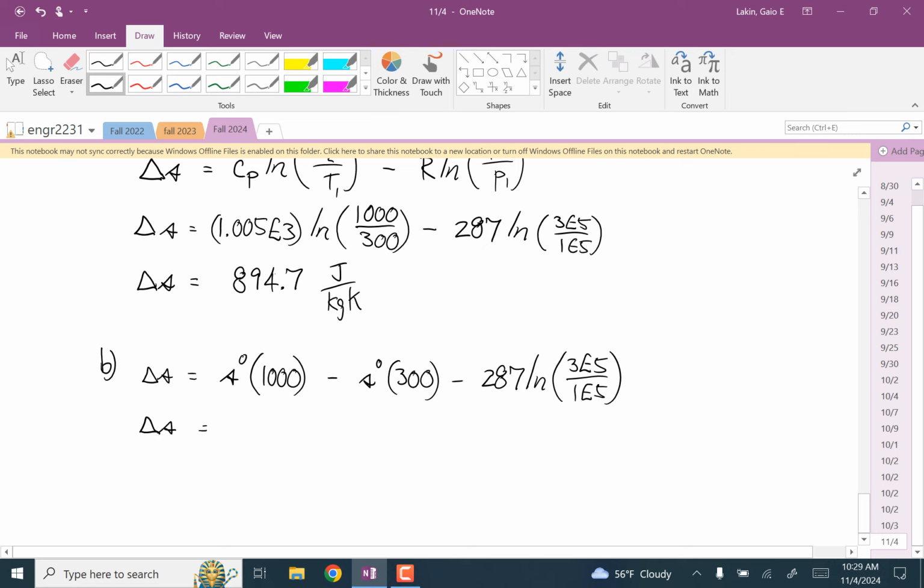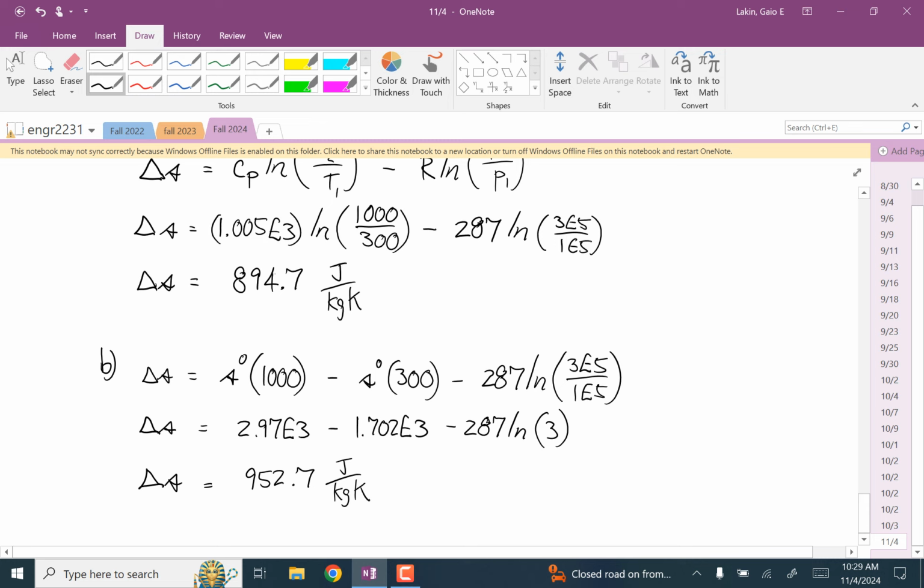But in this case, we get 2.97 times 10 to the third minus 1.702 times 10 to the third minus 287 times the natural log of 3, and you get 952.7 joules per kilogram Kelvin. So as a first order approximation, it's okay. Notice that's a huge range in temperature and pressure, and we still got something in the ballpark to be helpful in an estimate, and the smaller that range of temperatures and pressures is, the closer those will be to each other.